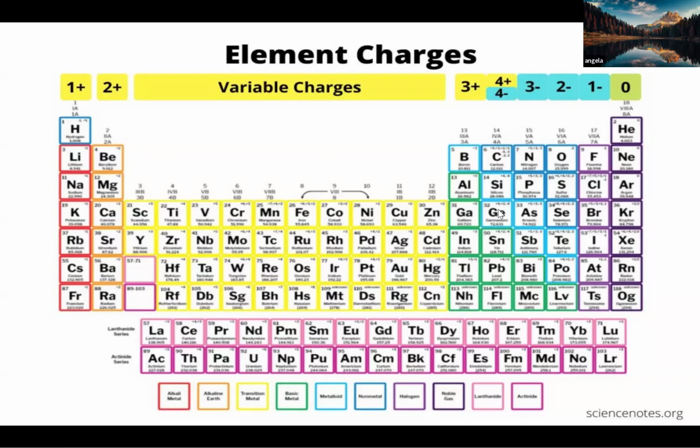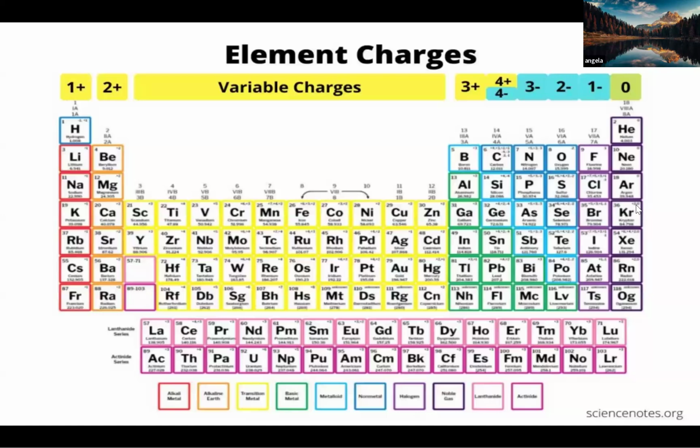And then all of these are going to be either a 4 plus or 4 minus. And then just like I said, these are going to be anions. So they're going to be 3 negative, 2 negative, or 1 negative. And then these, of course, are noble gases. So they have no charge at all.